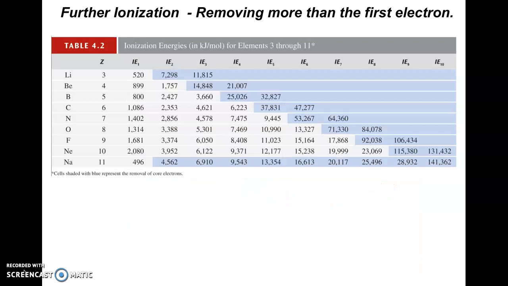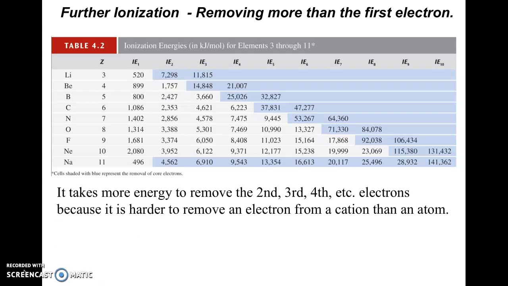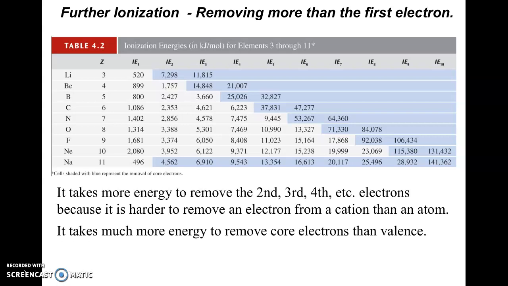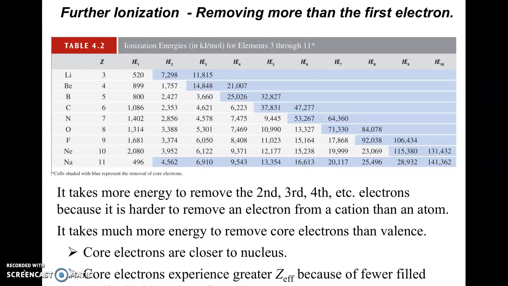orbital. Okay, so it turns out you can actually remove more than one electron. There's further ionization that's possible, and it's going to take a lot more energy to remove additional electrons because it's harder to pull an electron off a cation than it is an atom, because those electrons of a cation are experiencing a true positive charge. And the other thing is it's harder to pull off a core electron, which is in a nice closed shell. Core electrons are closer to the nucleus, and they have a greater effective nuclear charge because there are fewer filled shells sort of covering up that charge from the nucleus, fewer filled shells than there were for valence electrons.